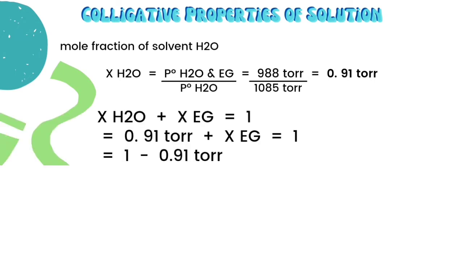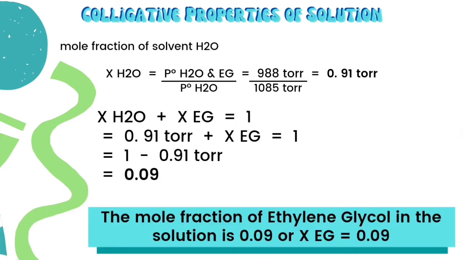Following Raoult's law, the partial pressure of the solvent vapor above the solution is equal to the product of the mole fraction of the solvent and the vapor pressure of the pure solvent. Additional information is that the sum of the mole fractions must be equal to 1, thus X sub solvent plus X sub solute should equal 1. Applying that concept, the equation would be 0.91 plus X sub EG equals 1. Then 0.91 would be moved to the right. So for this problem, the mole fraction of ethylene glycol in the solution is 0.09.